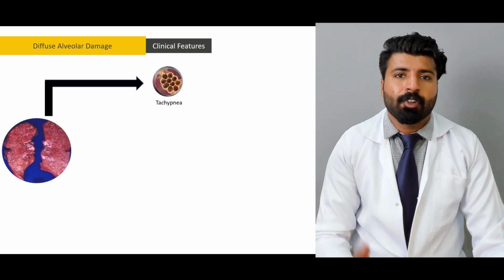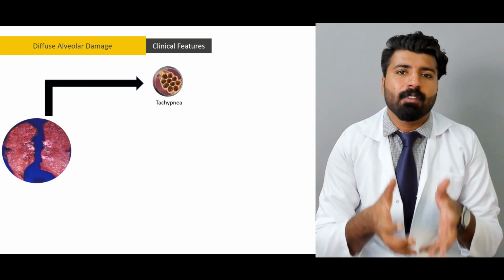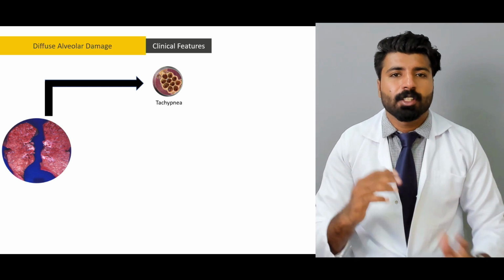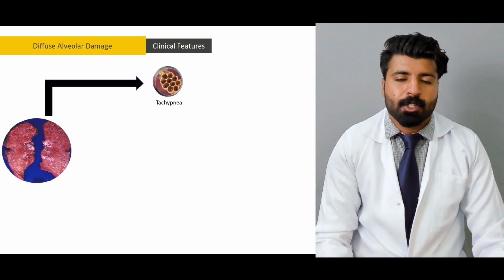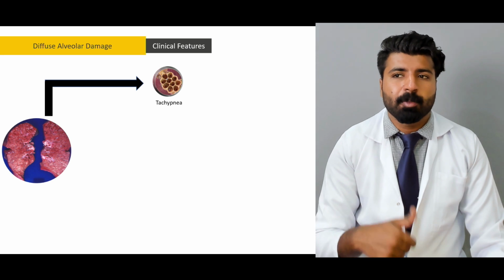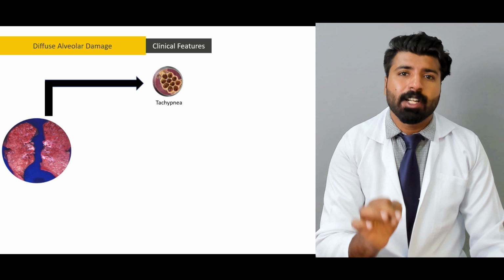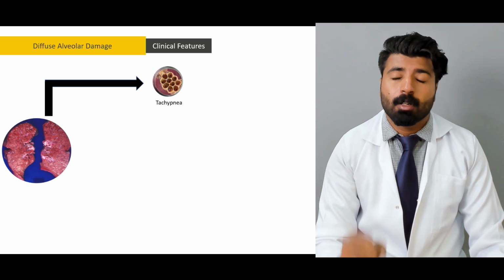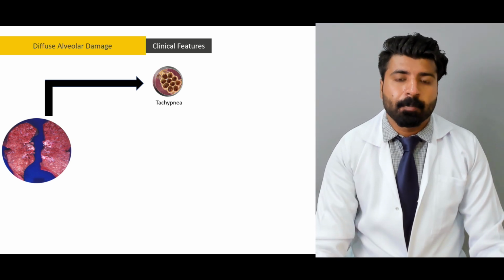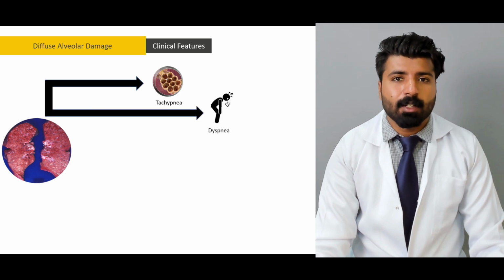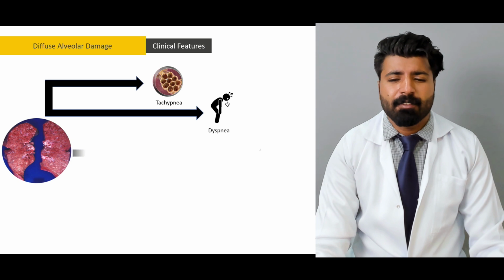So in order to increase that efficiency, to increase that level of saturating the blood, they're going to cause tachypnea. The patient will inspire and expire a lot. The patient will have more than 60 to more than 80 breaths per minute. Next, we have dyspnea. When the patient is having tachypnea, the patient will be fatigued and will have dyspnea.